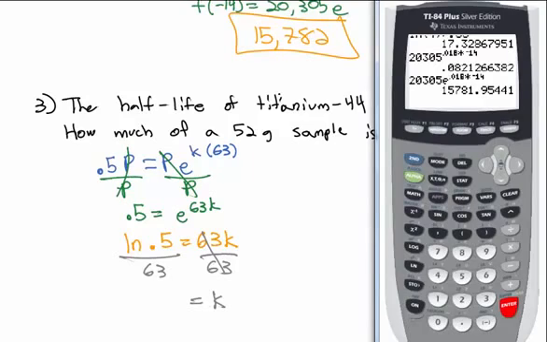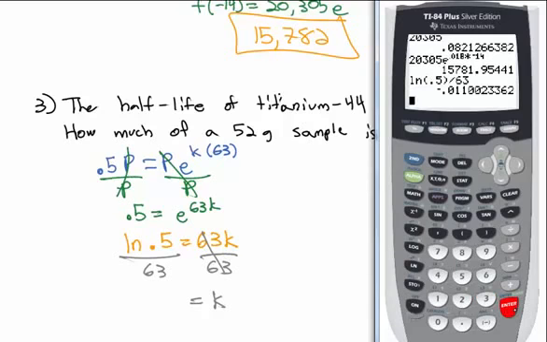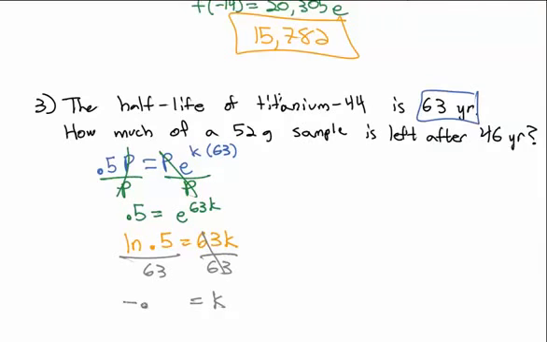Our calculator then can tell us what the natural log of 0.5, close the parentheses, divided by 63, hit enter, the decay constant is negative 0.011.